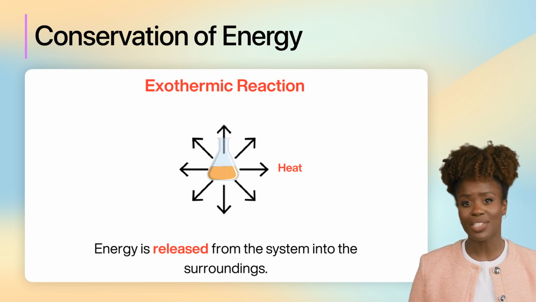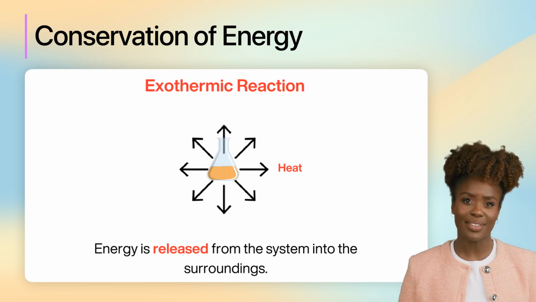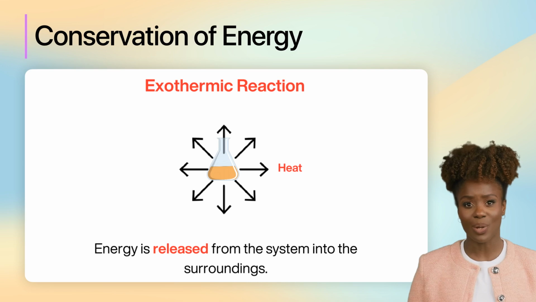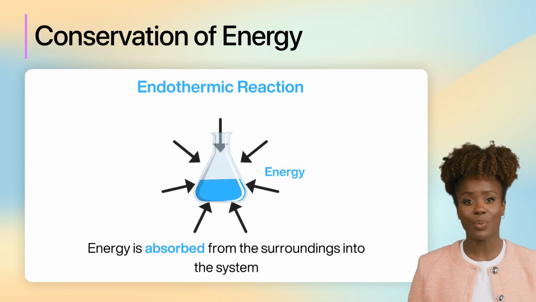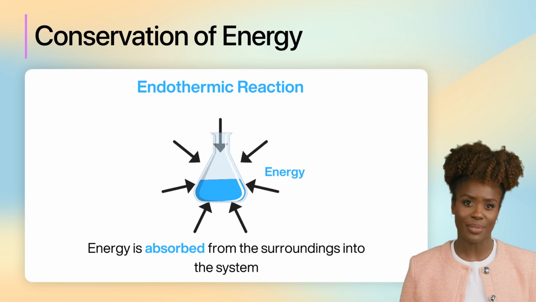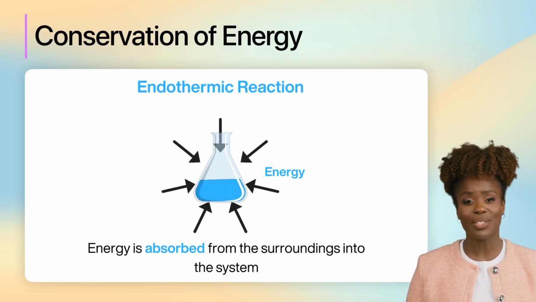This release of energy usually manifests as heat, causing the temperature of the surroundings to increase. Conversely, an endothermic reaction absorbs energy from the surroundings into the system. This energy absorption typically results in a temperature decrease of the surroundings.